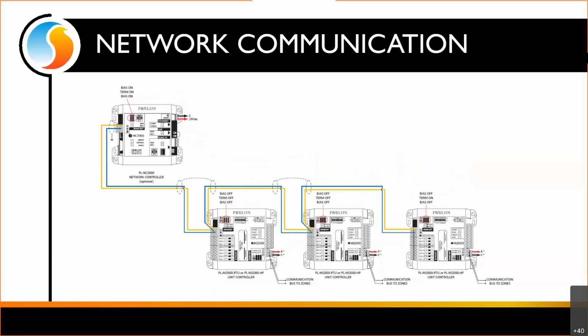And if ever you have more than 127, let's say you have a project where you have 200 controllers, at that point, we could maybe just separate it into two separate networks. So let's say it's a two-story building and there's about 100 controllers on each floor. Here's an example where we could say, we'll do the first floor as one system and the second floor as a second system.